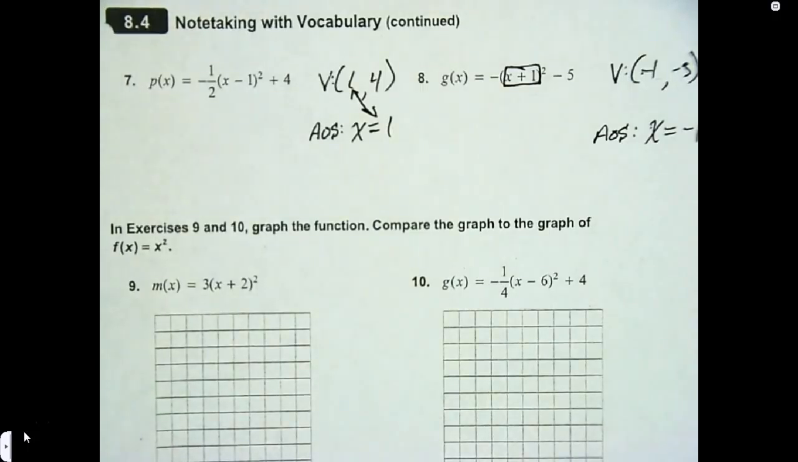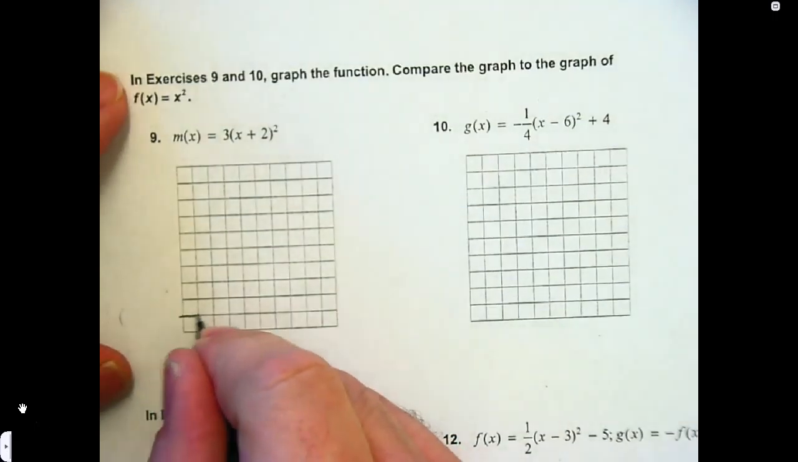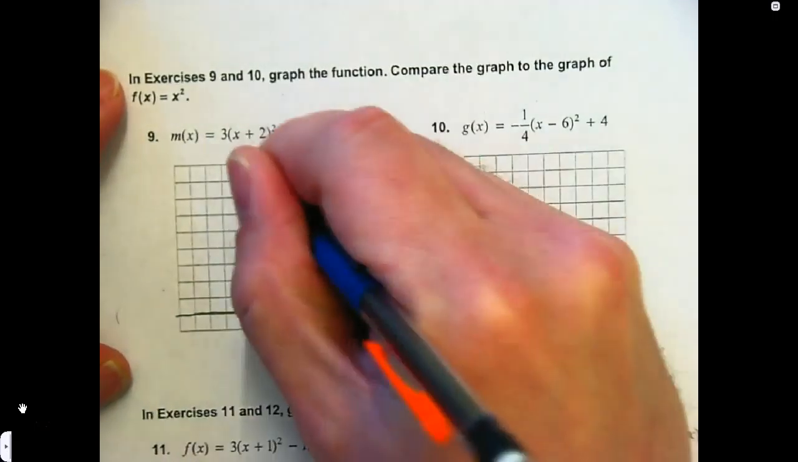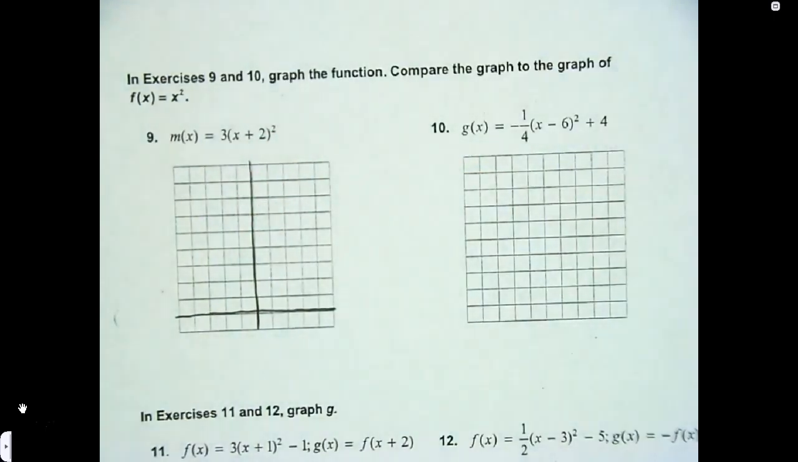That's it. Okay, so here's what we're going to do. We're going to go ahead and graph some of these. Taking a look at this graph right here, I'm going to actually give you the coordinates. Graph it using your vertex, axis of symmetry, and then however else you graph, either a table or using patterns.